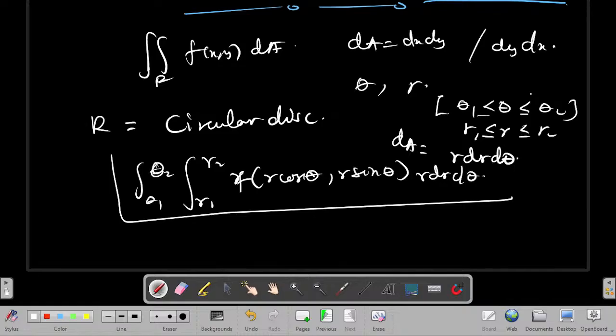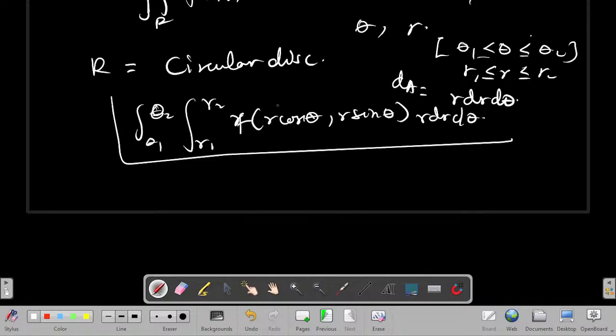You have your outer being theta, then r1 to r2, a function of r cos theta, r sin theta, r dr d theta. If you forget this r, you are wrong. It's not dr d theta, it's r dr d theta. You get to understand this, so I'm looking for a problem for us to solve beautifully.